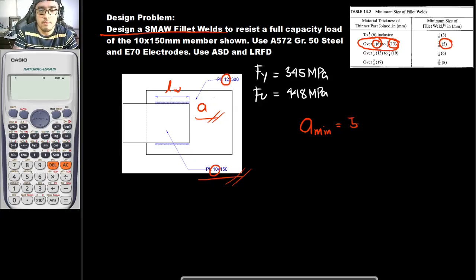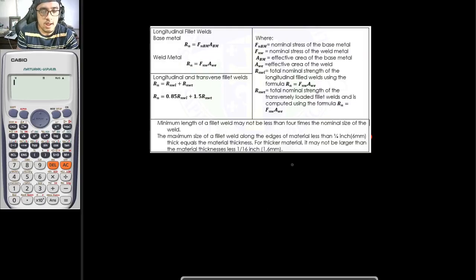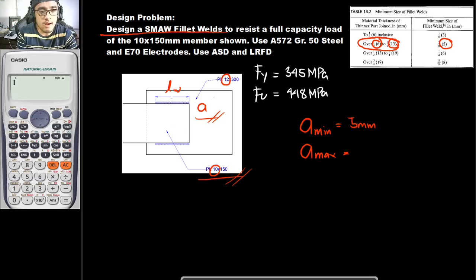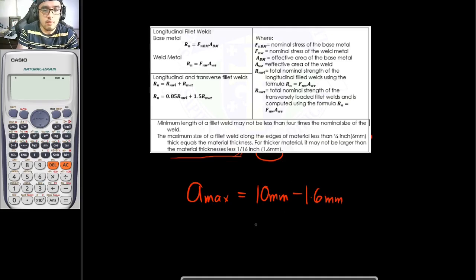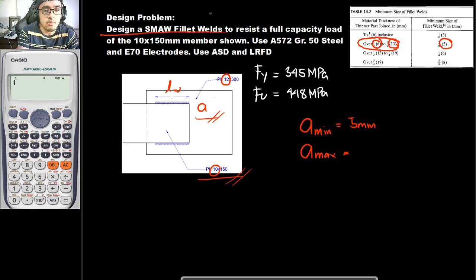So 5 mm. If that is to be the minimum, what would be our maximum? From this statement right here, once again, since our plate has a thickness of 10 mm, meaning it is greater than 6 mm, it may not be larger than the material thickness less 1.6 mm. So our A max is equal to 10 mm, which is the thickness of our plate, minus 1.6 mm. And 10 minus 1.6 is equal to 8.4 mm. So meaning our A max right now is 8.4 mm.